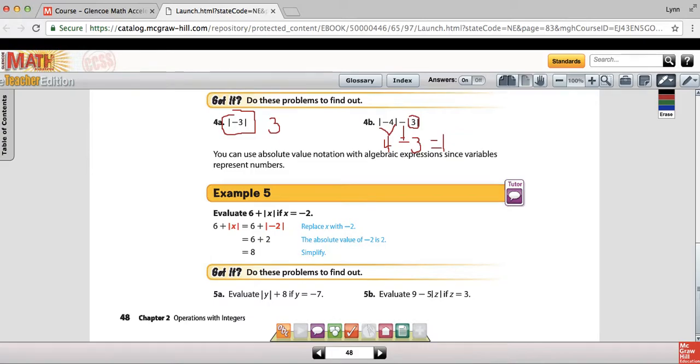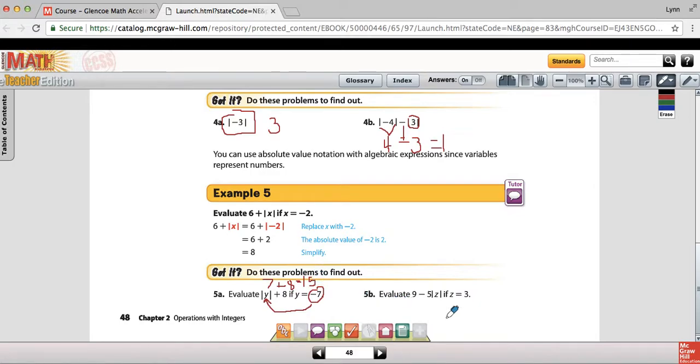Finally, in example 5, we have some algebraic expressions with absolute value, so we will simply substitute in values for our variables. In this case, on 5a, negative 7 is y, so we'll plug that in. The absolute value of negative 7 is a positive 7. And if we take 7 plus 8, we get 15.